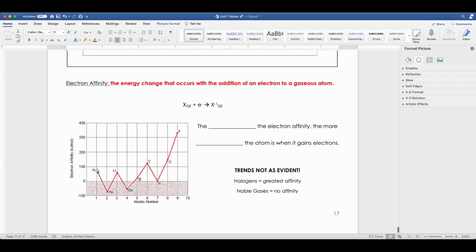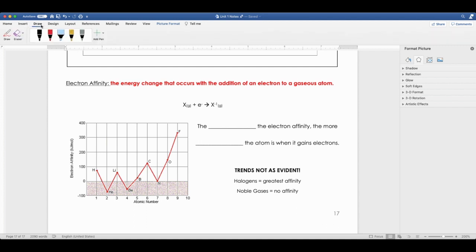So we'll see here, and this is kind of confusing because we have some negative values right here. Hydrogen has a relatively high electron affinity. As I go down, beryllium or helium has a low electron affinity. So there is a negative energy change that's associated with that. When we have these values that are negative, if it has a negative electron affinity, that means it doesn't want to gain electrons.